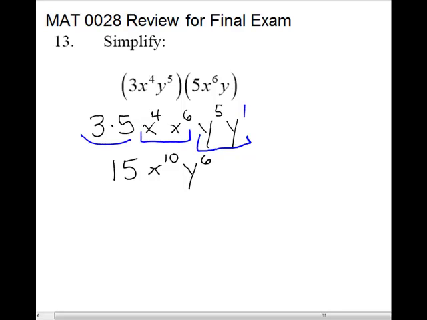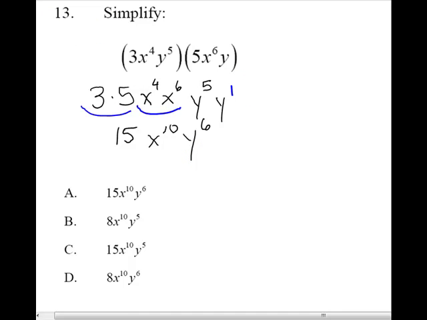So 15, x to the 10th, y to the 6th. So my choice will be A. You have to watch closely on the exponents.